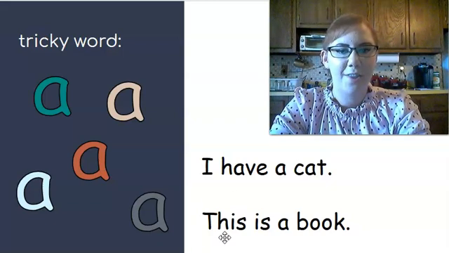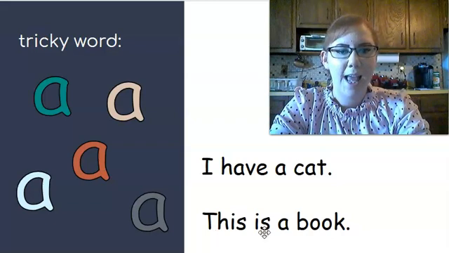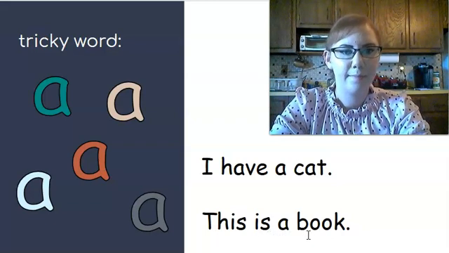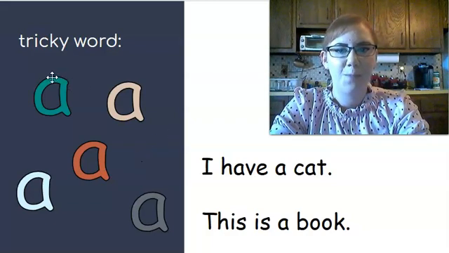Let's try it in another sentence. Repeat after me. This is a book. This is a book. You can say a or a, but you have to remember to spell it with just an a when you're writing.